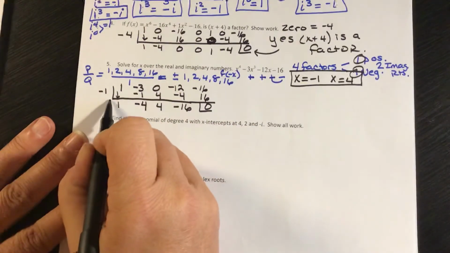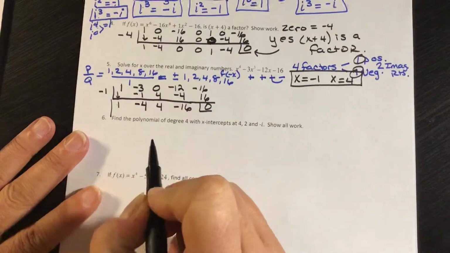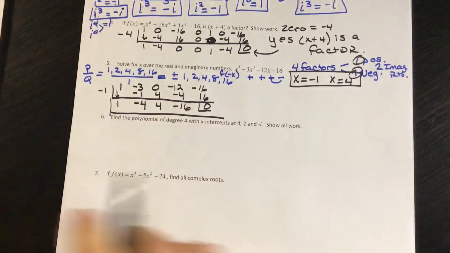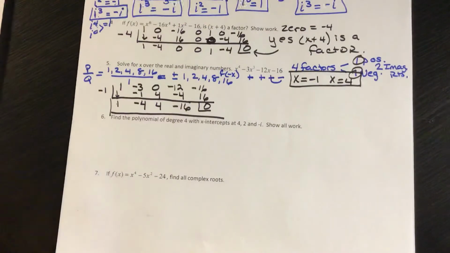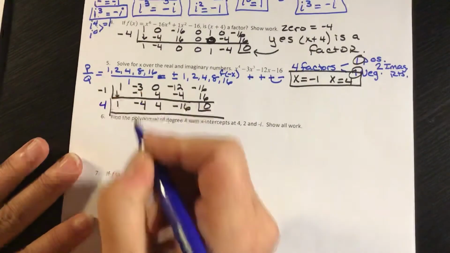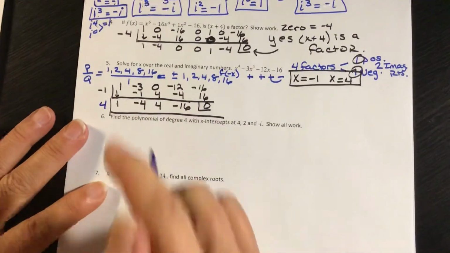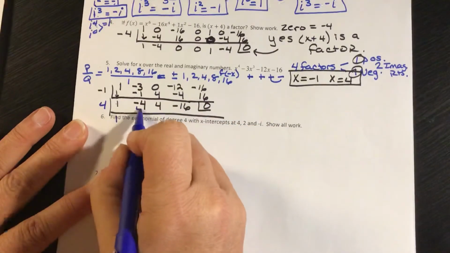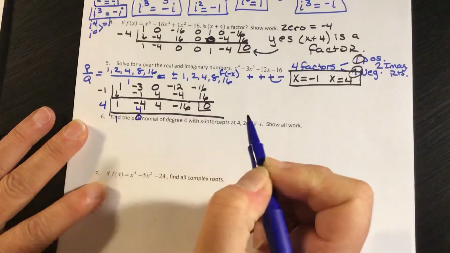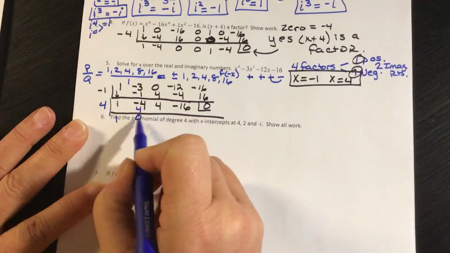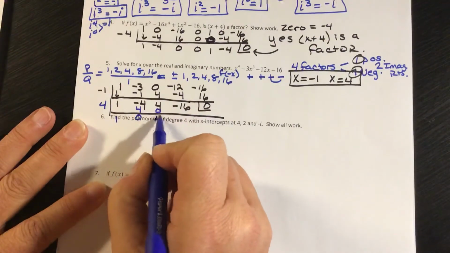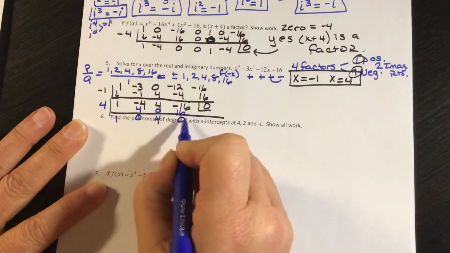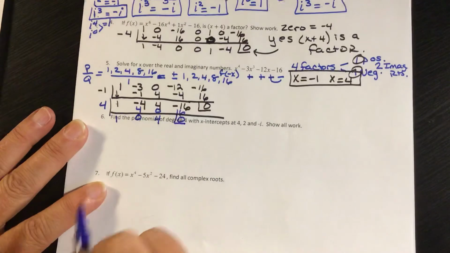Now I'm going to do the same thing with 4. Do I want to do it here? I'll just do it here. I didn't leave a whole lot of room here. But when I do synthetic division with 4, I'll bring down the 1. 4 times 1 is 4. Add them, I get 0. 4 times 0 is 0. Add, I get 4. 4 times 4 is 16. Add, I get 0. So there's my remainder.